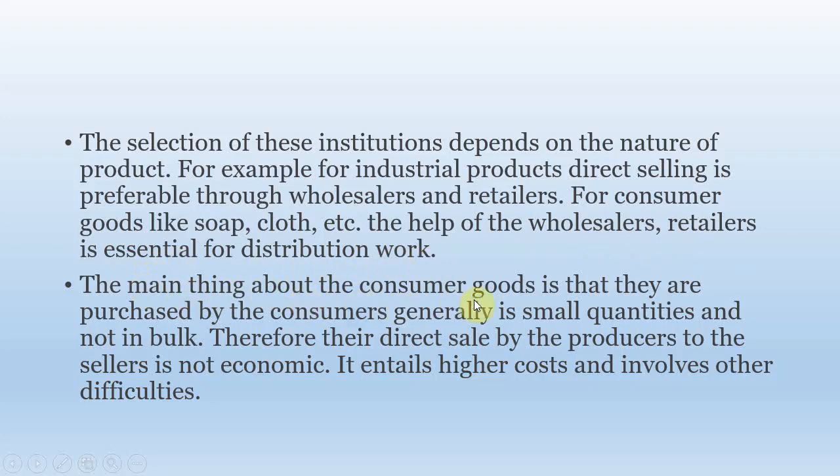The main thing about consumer goods is that they are generally purchased by the consumer in small quantities and not in bulk, where direct sale by the producer to the seller is not economic. It entails higher cost and involves more difficulty. When we go and buy soap, we buy a maximum of 1 to 10 soaps, of different types. But the wholesaler and retailer, how much they purchase, direct selling is done because they can purchase in bulk and huge amounts.